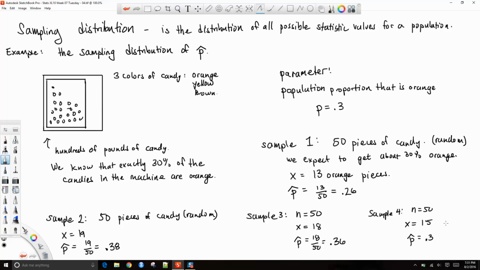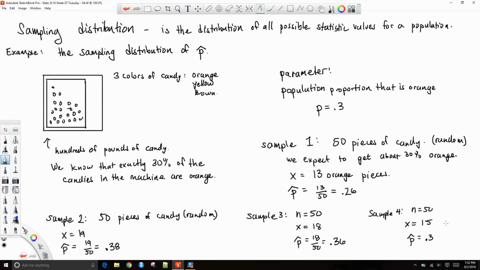Now when we do this over and over again, it's quite possible that we get 13 orange pieces again. It's possible that we get 15 orange pieces. A lot of times we're going to get kind of the same repeat count. Do you ever think we'll get a sample with all 50 being orange? It's technically possible, but it's incredibly unlikely for that to happen, right? If we're taking random samples of 50 out of the machine, it would be incredibly unlikely to get 50 out of 50 orange pieces, okay?